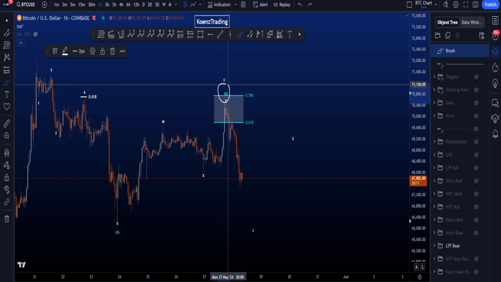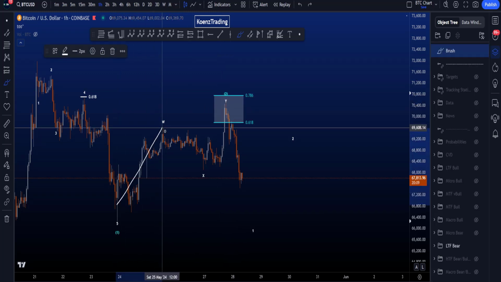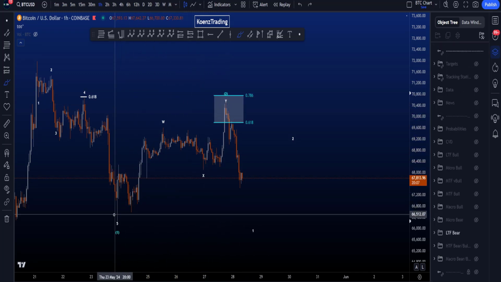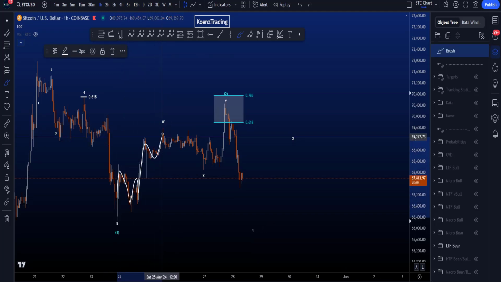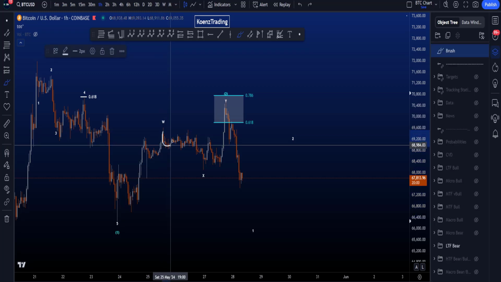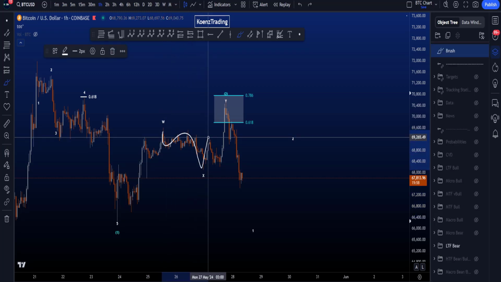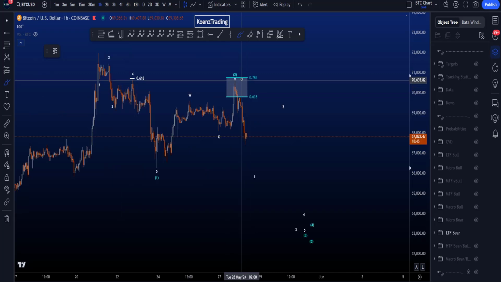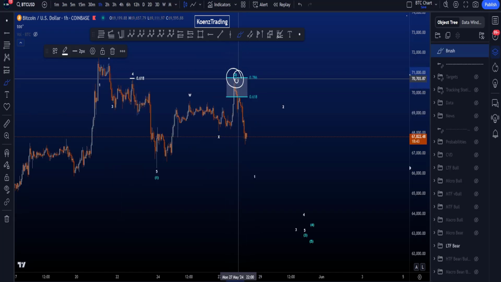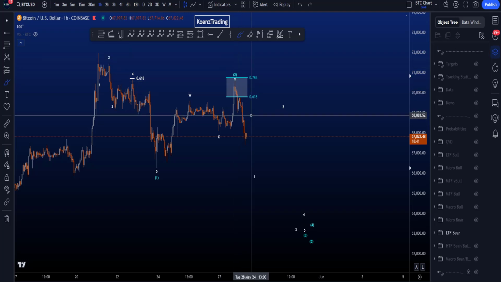And inside this wave 2, we can count a double zigzag in a WXY, with inside wave W, a wave A, B, and then a 5-wave structure to the upside in a wave C, a 3-wave corrective structure in X, and another A, B, C inside this wave Y. The invalidation for this scenario is price moving to the upside, taking out the high at 70.6k.